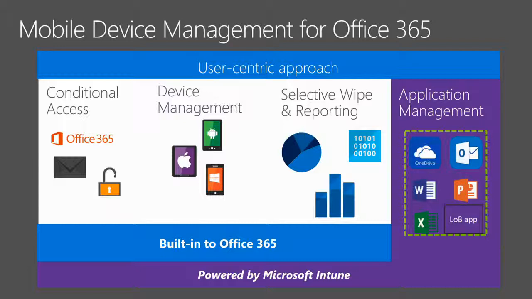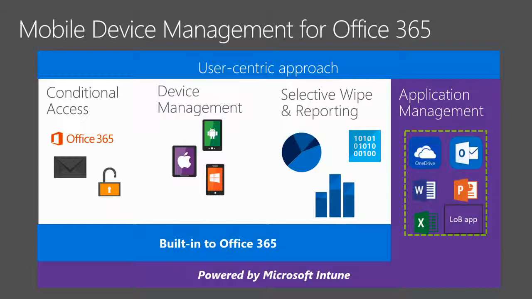The second one is device management. We do push settings down to the device, so you can control settings on that device. For example, I want to make sure I turn off screen capture, because that has nothing to do with accessing Office 365, but it has to do with how data can leave the device once Office 365 data is there. So there's a group of settings that you can push down to help control the device.